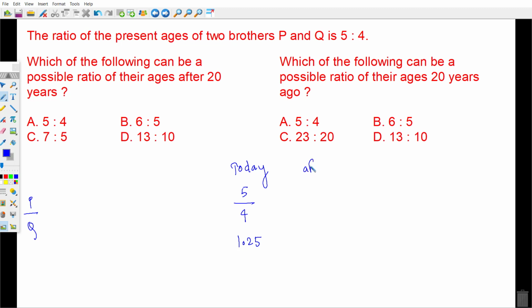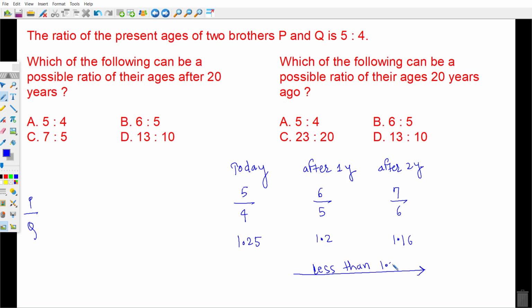Now after 1 year, with this consideration, the ages of P and Q are going to be 6 years and 5 years, and the value of this ratio becomes 6 divided by 5, 1.2. After 2 years, their ages become 7 and 6, and the value of this ratio becomes 1.16. So what we can observe here is, as we are going into future, the value of ratio is less than 1.25.